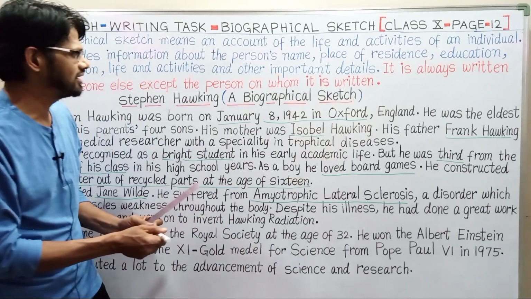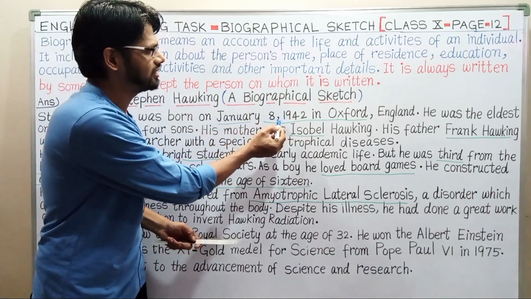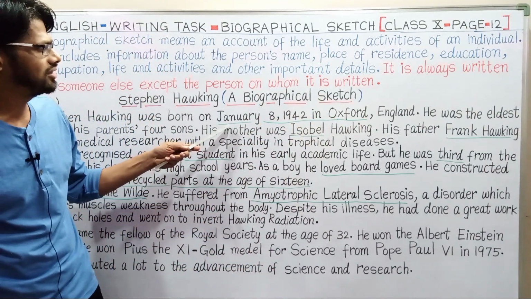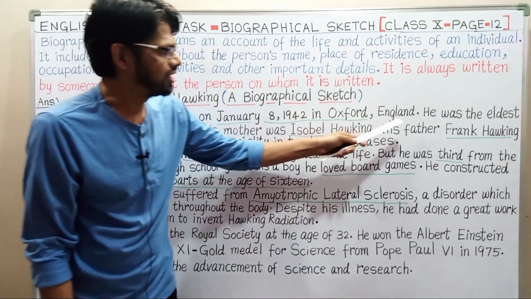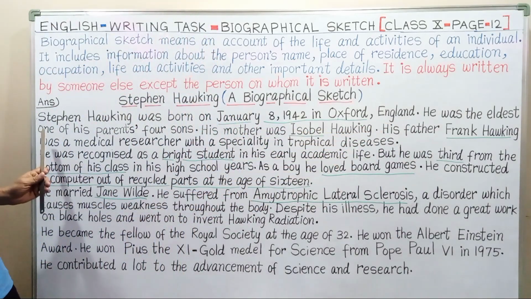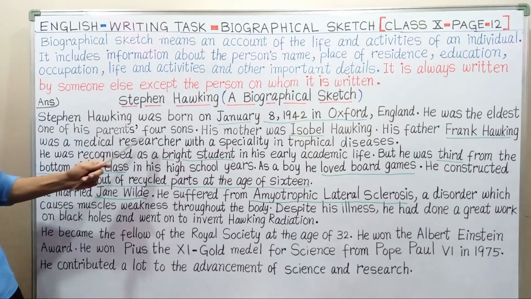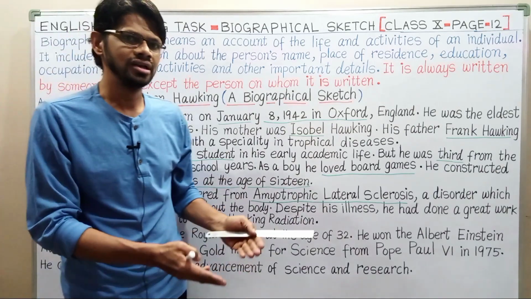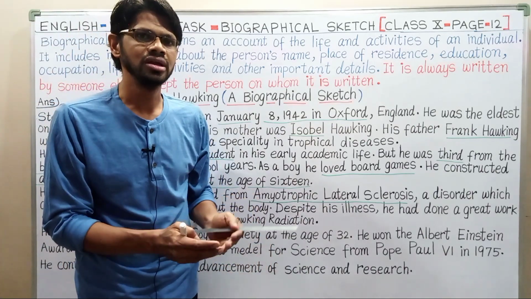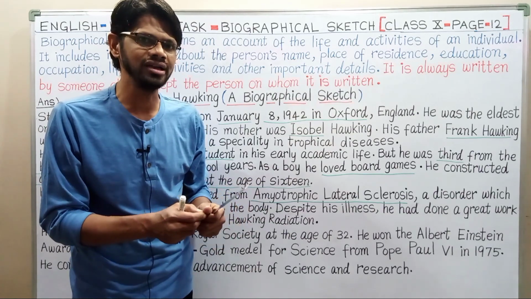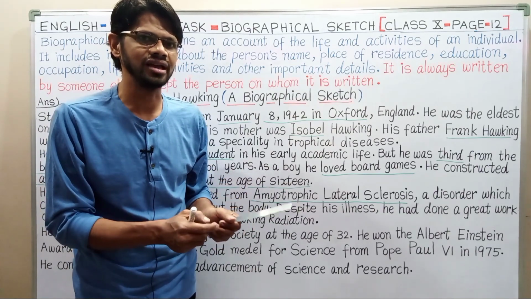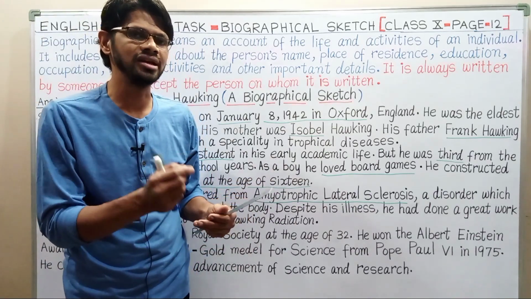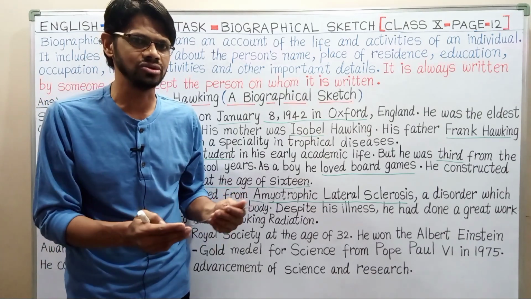What I have underlined here, January 1942 in Oxford, is the information in the table. That is the reason I have underlined the words. Now, he was the eldest of his parents' four sons. This is also information, most of the information will be there in our question. But we have to understand it and write sentences, and you can write in the form of paragraphs. And we have to maintain accuracy. Grammatical errors should not be there.